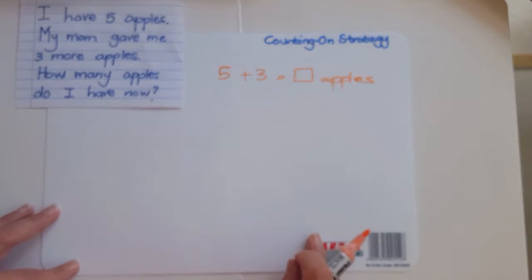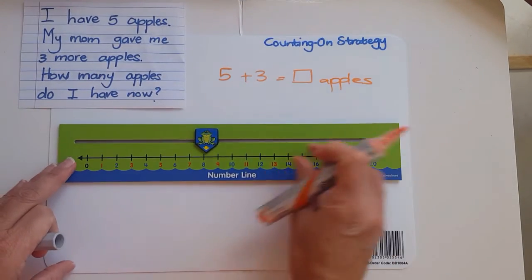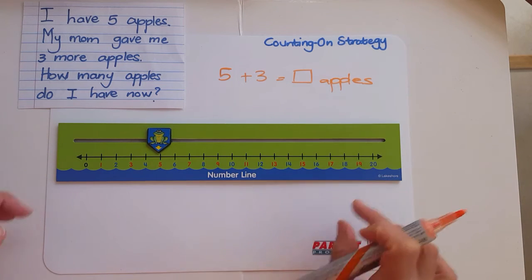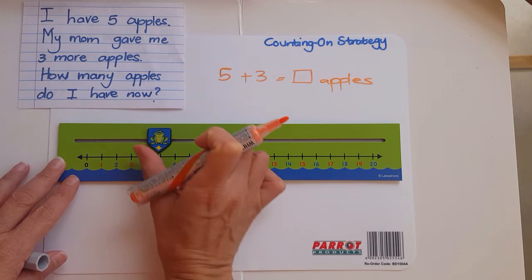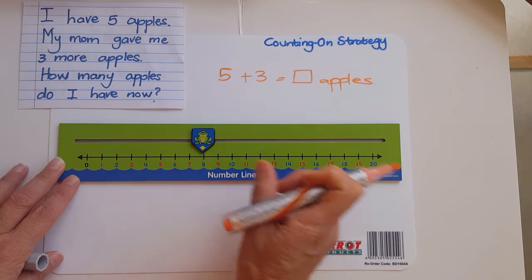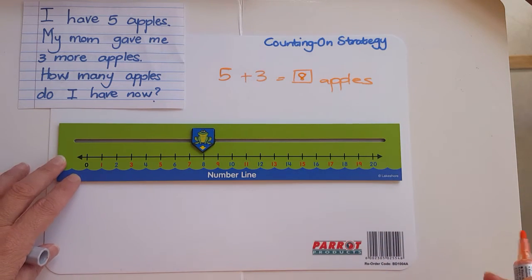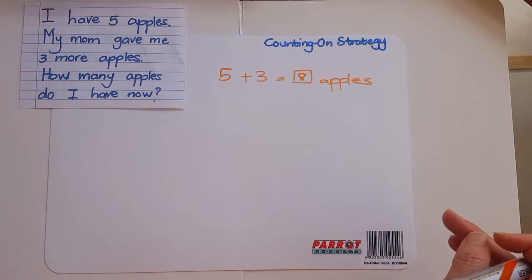Now I need to solve. So one way we can do is using the number line. So I know I have 5 apples. I need to add 3 more apples. 1, 2, 3. So if I move this 1, 2, 3, I now have 8 apples. And that's my answer.